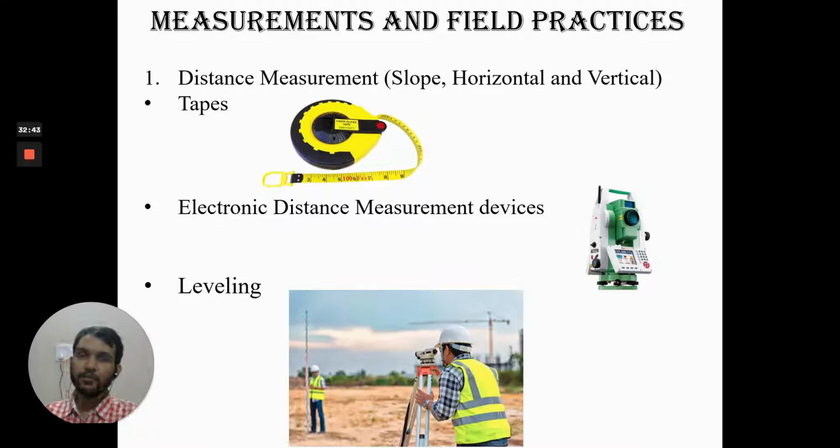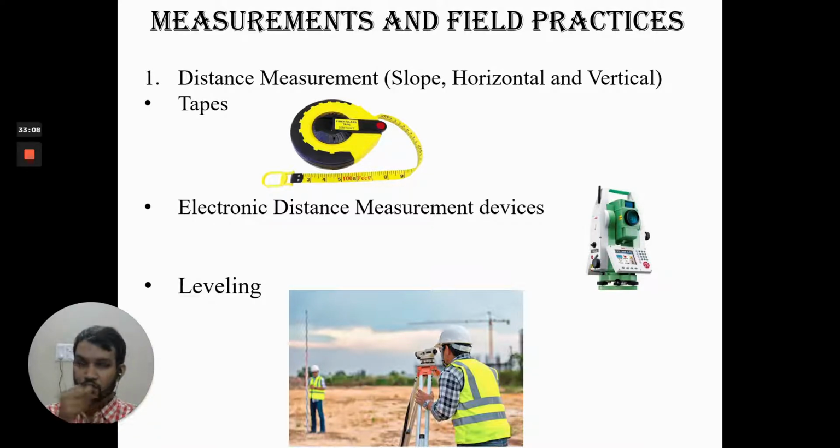Next we come to measurements and field practices. How we can do the measurement. For that, different distance measurement devices are used. Okay, so one by one we will discuss. From the next lectures we will be coming on distance measurement devices. We will be studying all these instruments in detail. In the next lecture only, session 2 that I will be taking will be on distance measurement devices only.